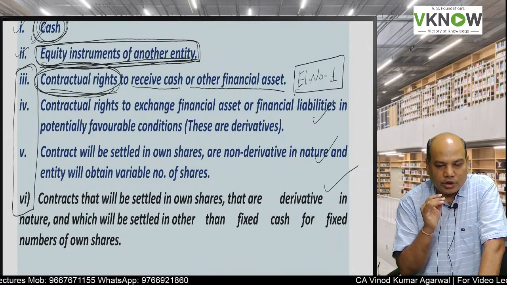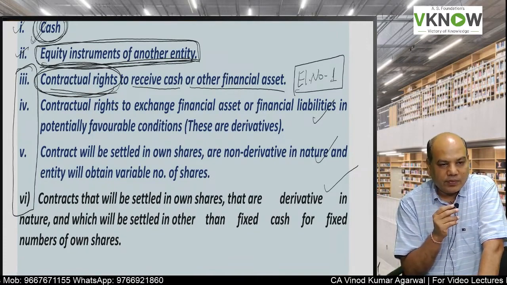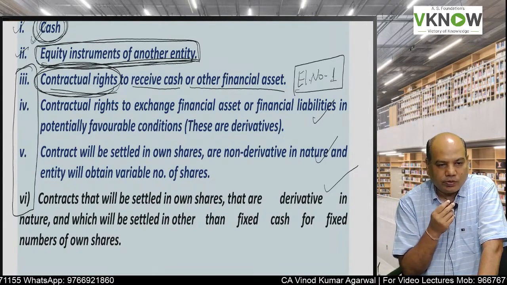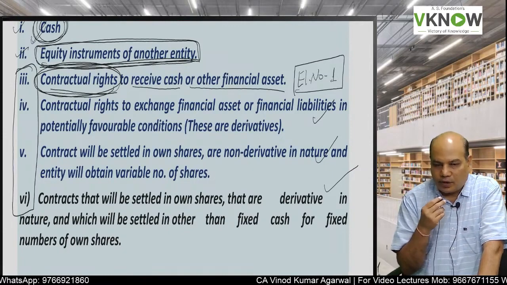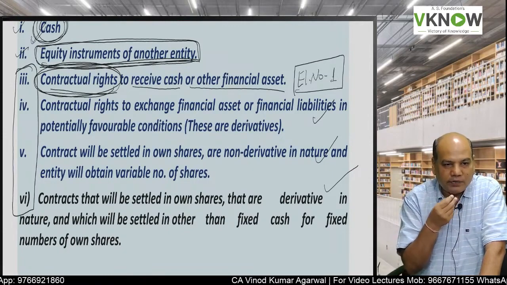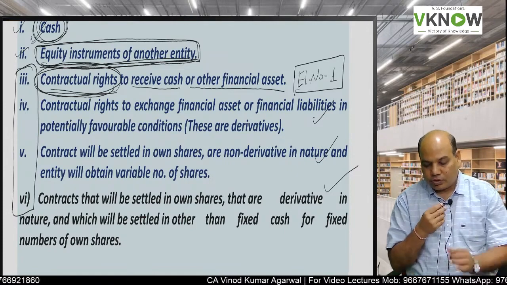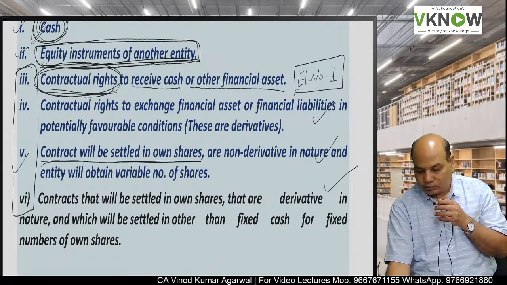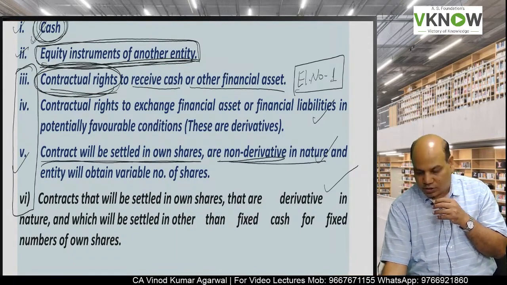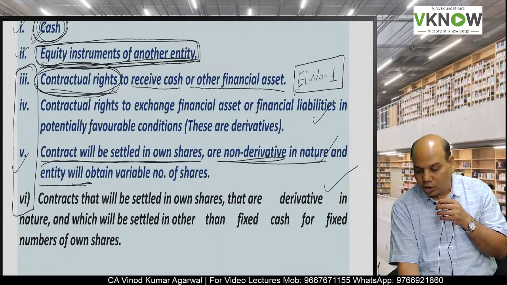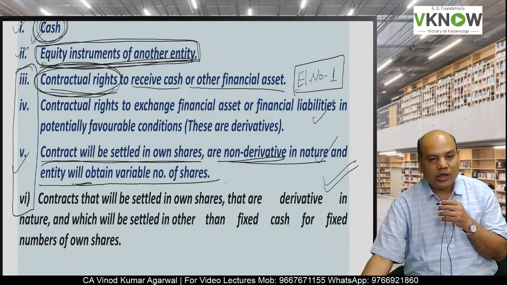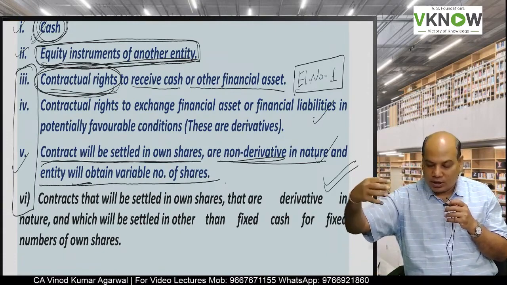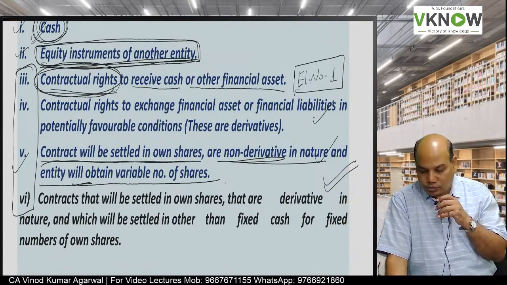These are derivatives. So for one party, a derivative would be a financial asset, and for the other party the derivative would be a financial liability, because when the derivative turns favorable for one party, it turns unfavorable for the other. The next element, number 5, is a contract which will be settled in own shares, which is non-derivative in nature, and the entity will obtain a variable number of shares. Similar to element number 3 of financial liability, a non-derivative contract which will be settled in a variable number of own equity shares.